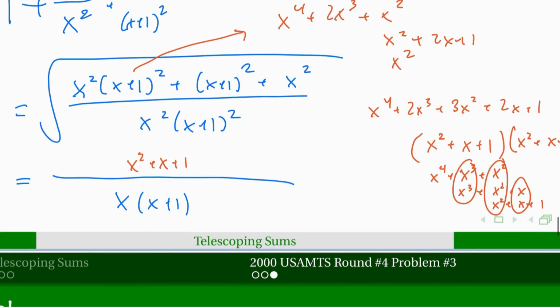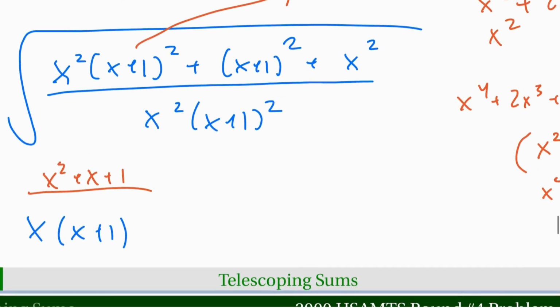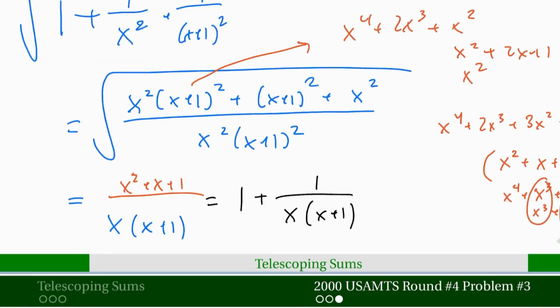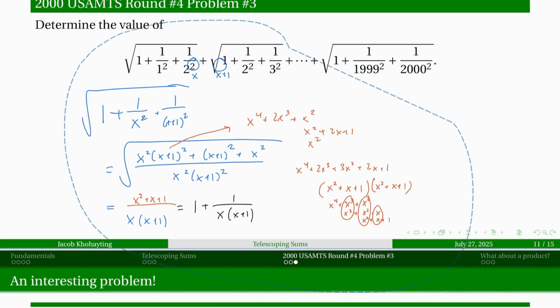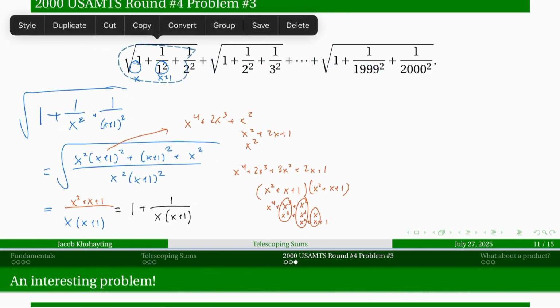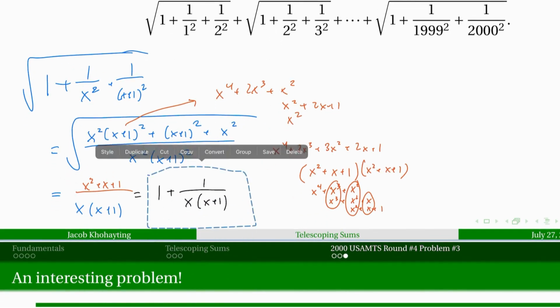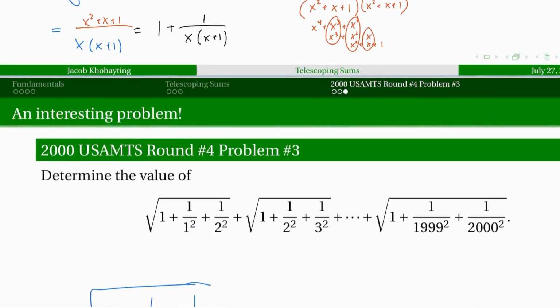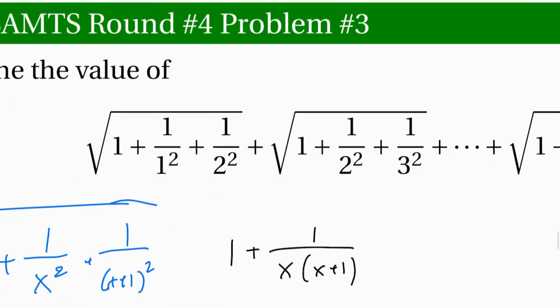Okay, so now notice, we can try to simplify this. I'm going to make this fraction a little smaller. Perfect. So this would be 1 plus 1 over x times x plus 1. Wait, I've seen this sum before though. So let's move this all here. We have this common term, let's try to use that. We have this thing and this thing, and those two things are equal.